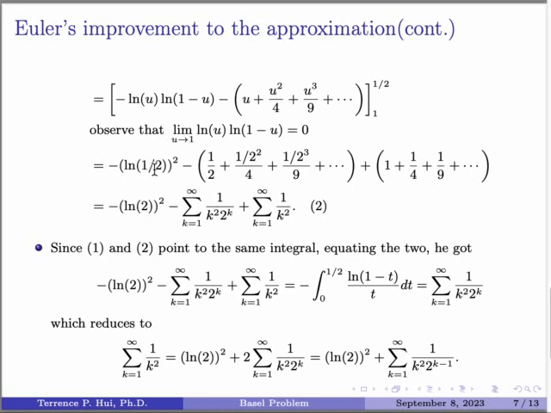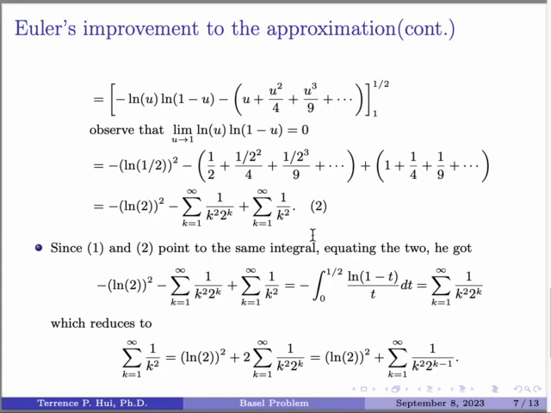Because log 1/2 is negative log 2. But remember, you're squaring the negative inside, so it becomes positive log 2. And then there's a negative sign outside, so this is minus the square of log 2. Okay? This is the series we have seen before: the sum of 1 over k squared, k running from 1 to infinity. This is the series we are after. Let's call this equation 2.